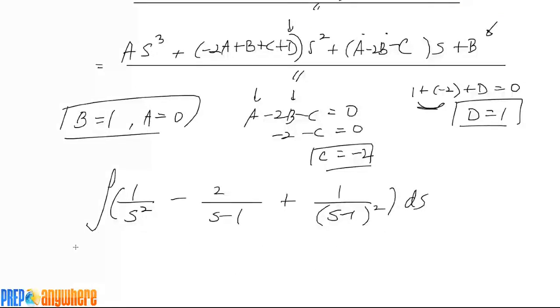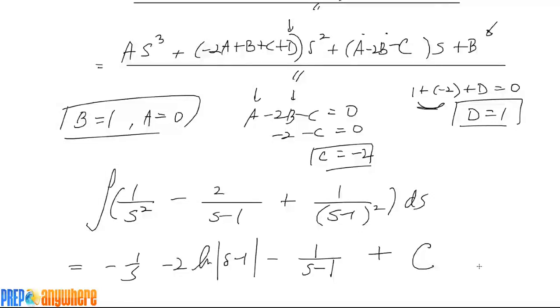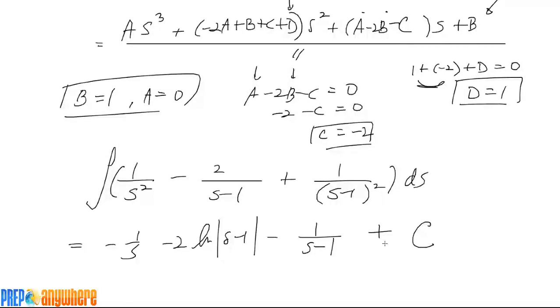Okay, so let's find the antiderivative. The antiderivative of 1 over s squared is minus 1 over s. This is going to be minus 2 ln of absolute value of s minus 1. That's going to be minus 1 over s minus 1. Okay, plus constant at the end, of course. Okay, so that's our antiderivative.